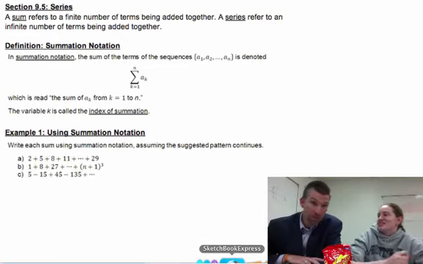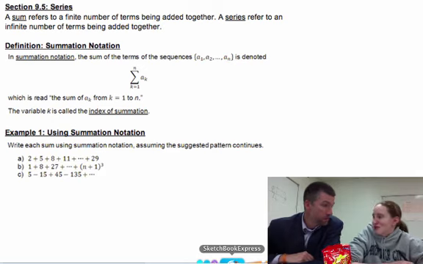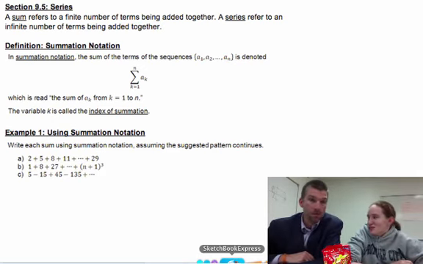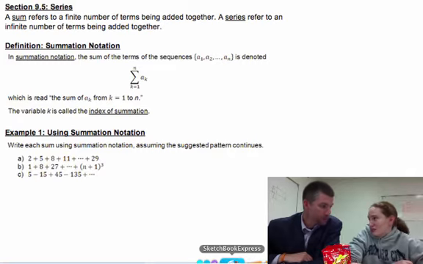Section 9.5, series. This is actually pretty interesting stuff. A sum refers to a finite number of terms being added together. Finite means countable. Even if it's like 100 jillion, you can still, in theory, count to 100 jillion, whereas you cannot count to infinity unless you're Chuck Norris, like we discussed in the last video.